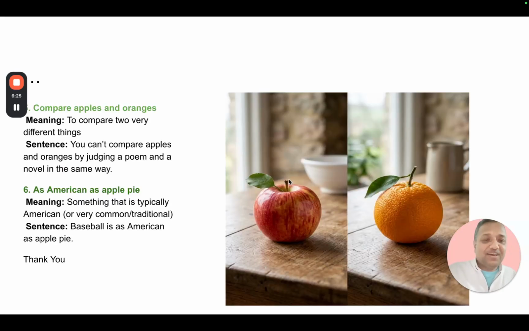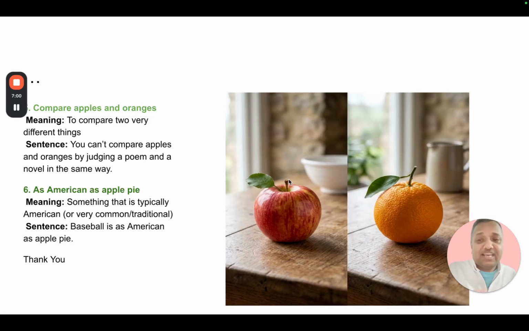I want to present you two more idioms today. Compare apples and oranges. Apples and oranges are completely dissimilar. It means to compare two very different things. You can't compare apples and oranges by judging a poem and a novel in the same way. When you are trying to make a comparison between two different things, you can say, you are comparing apples and oranges. I think you understand this.